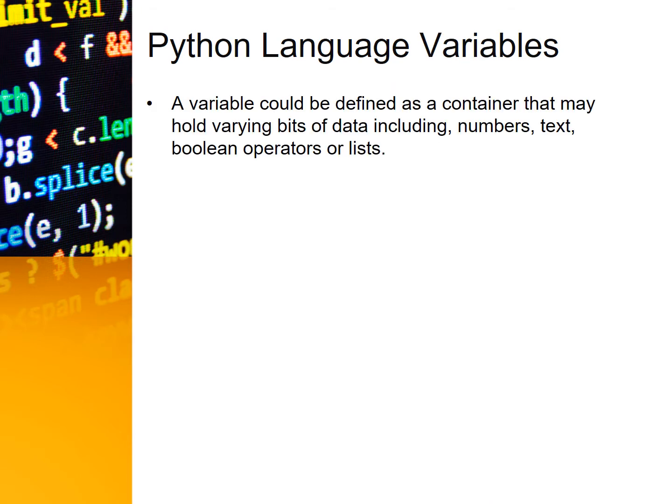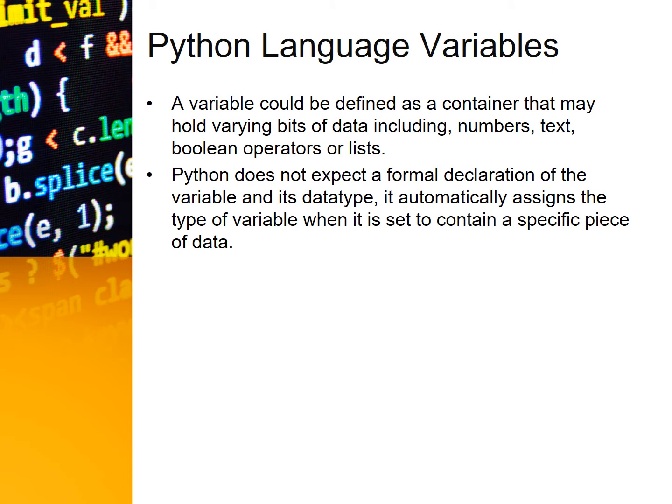Okay, variables. Now, a variable could be defined as a container, and these hold bits of data, including numbers, text, and Boolean values. Now, a Boolean is a true or false. That's what Boolean is talking about. Or lists, and I'll explain a list later on.